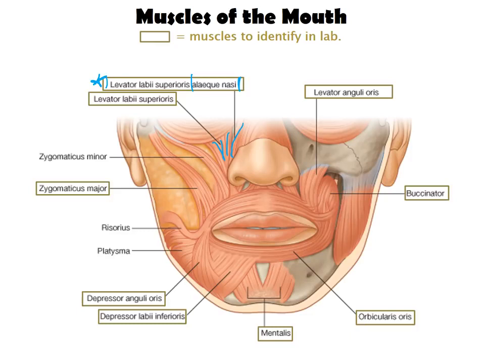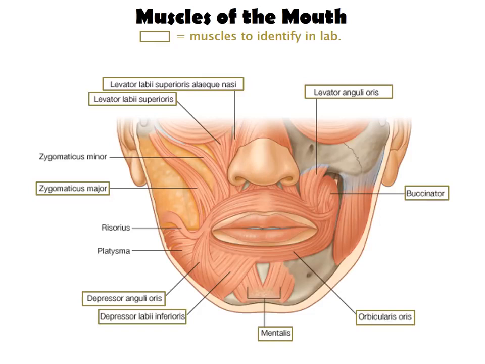The zygomaticus major and minor muscles originate from the zygomatic bone, which is the cheekbone, and their fibers also insert and blend with the orbicularis oris fibers around the mouth. The zygomaticus major muscle is responsible for raising the corners of the mouth, and it helps to move the lips laterally to make a smile as well.